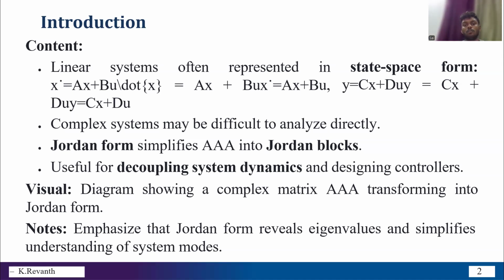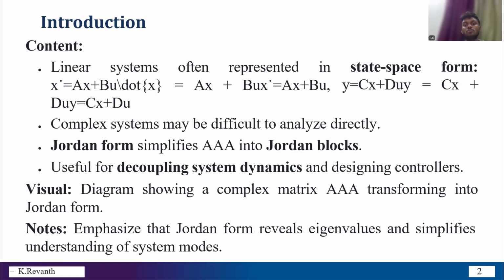However, when the system becomes large and the matrix A is complicated, analyzing the dynamics directly becomes very difficult. For example, if A has complex or repeated eigenvalues, it's hard to understand how the system responds.